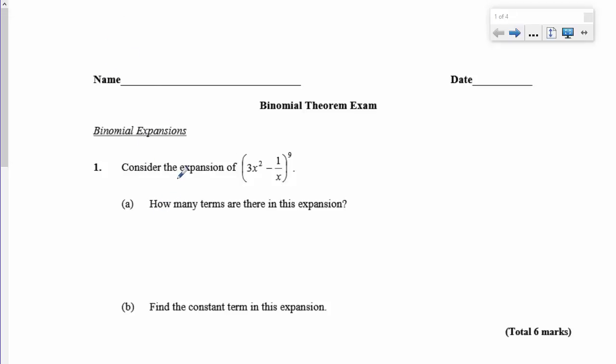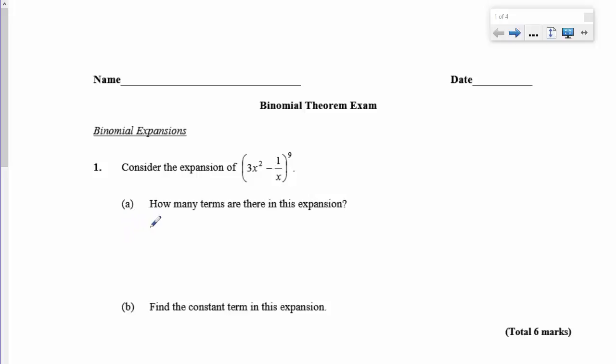Hey guys, we're going to explore your binomial theorem exam that I've given back to you. Hopefully you'll take a look at this after you got it back and see what you did wrong. And if you choose to do another attempt at this test, then you'll be in better shape, I think. So we're going to take a look here at number 1.